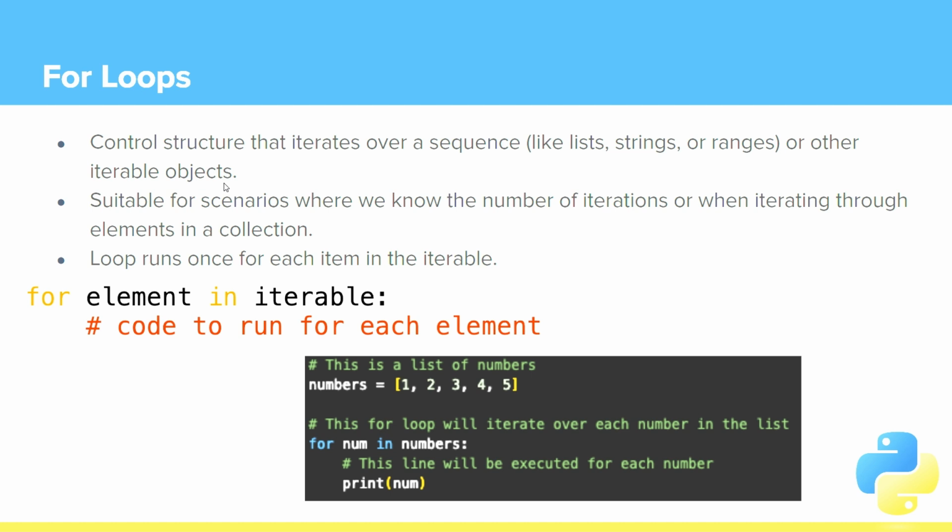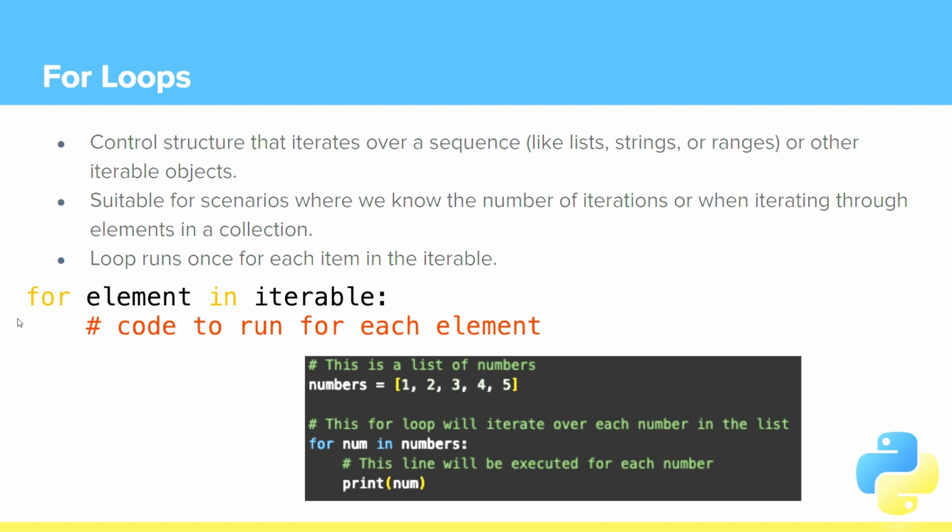So for loops iterate as long as there are elements in those objects to iterate over. They're suitable for scenarios where we know the number of iterations or when we are iterating through those elements in a collection. A collection of elements, like how a list is a collection of elements, or a string is a collection of characters, etc. And the loop runs once for each item in the iterable.